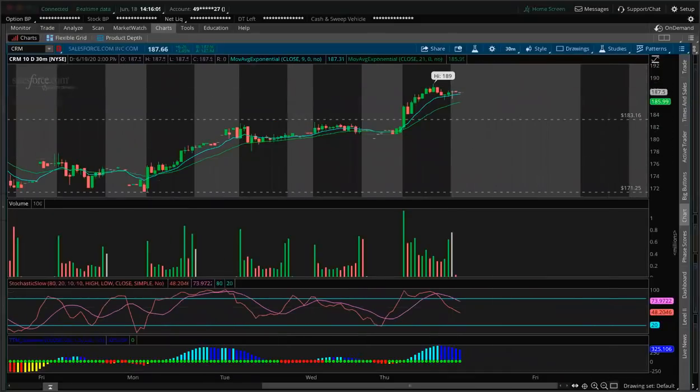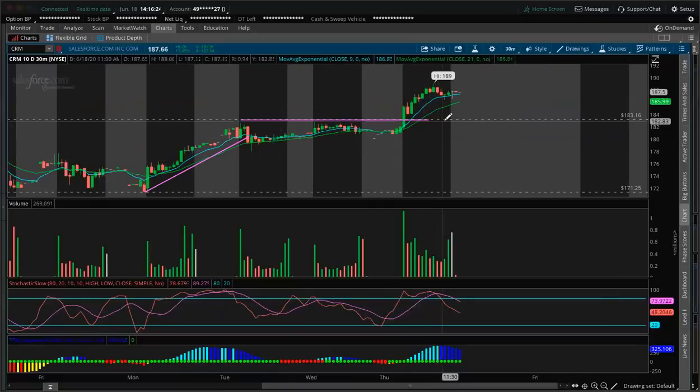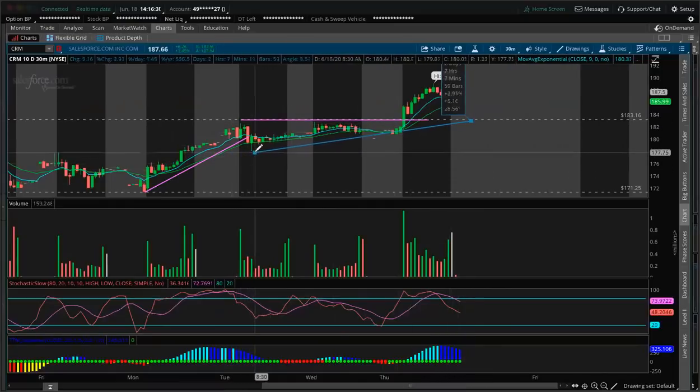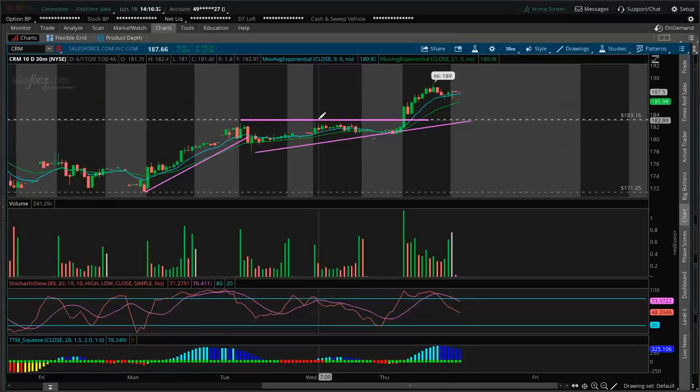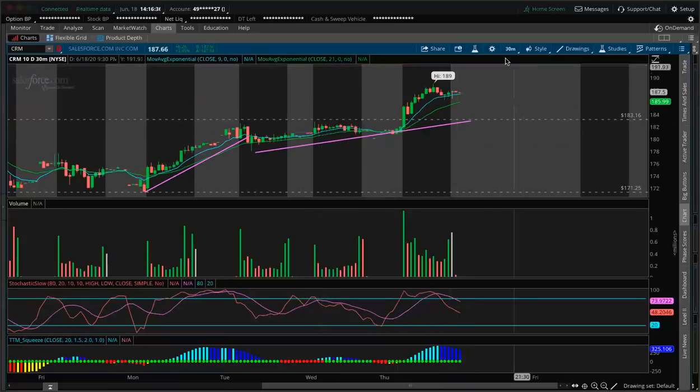So you see that there's an uptrend here. On the 30-minute, you can see that there's an uptrend here. Now, if you were to create a pattern here, you can clearly see that there is an ascending triangle. Let me make it a little wider. I'm going to remove this.